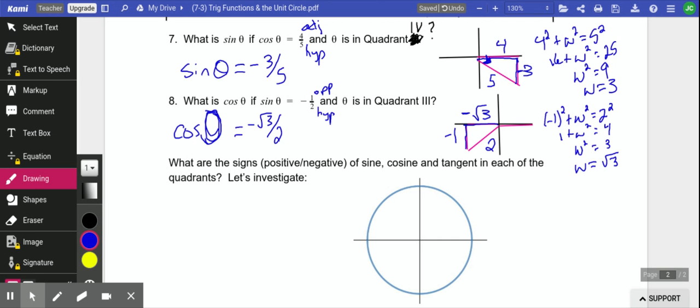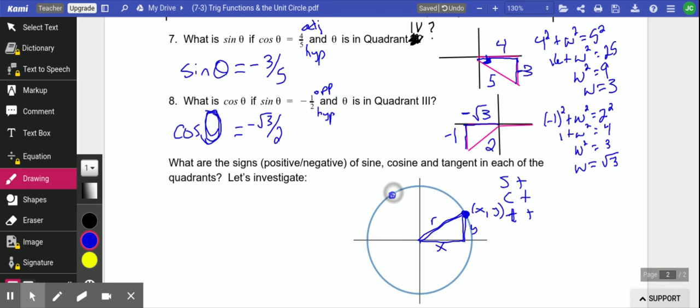Now, something I want you to think about is the signs, positive or negative, of sine, cosine, and tangent. So let's think about a triangle over here. So remember, this is our point xy, and then that's our radius, whatever it is. And if you're in the first quadrant, these are all going to be positive numbers. So that means that sine is positive, cosine is positive, and tangent is positive. They are all positive here because all of the sides are positive.